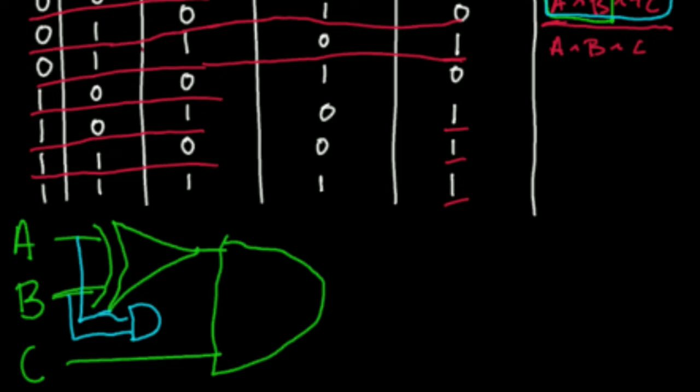So we have A is true. Sorry, let me just write A, B, and C. A is true and B is true. If C is false, then we are okay. This is legal. If C is true, it's also legal, because the last case we have is A, B, and C all true.